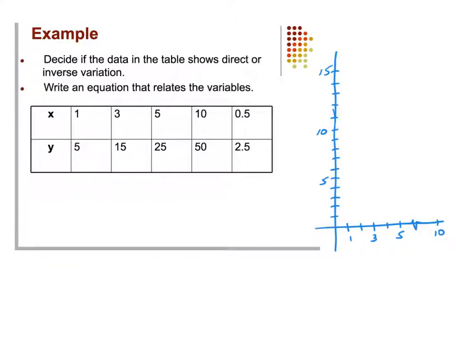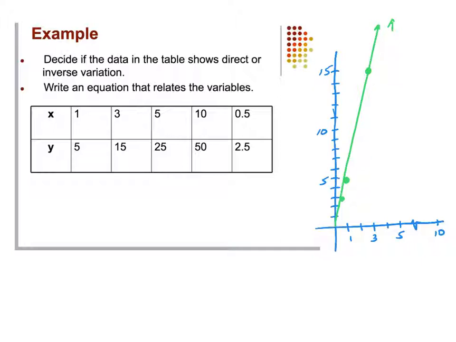Let's look at one more example. Let's go ahead and graph this first. So we have (1, 5), (3, 15), (5, 25) is way up here off our graph, (10, 50) is way off our graph, and (0.5, 2.5). It's a pretty good guess here that this is going to be a straight line.